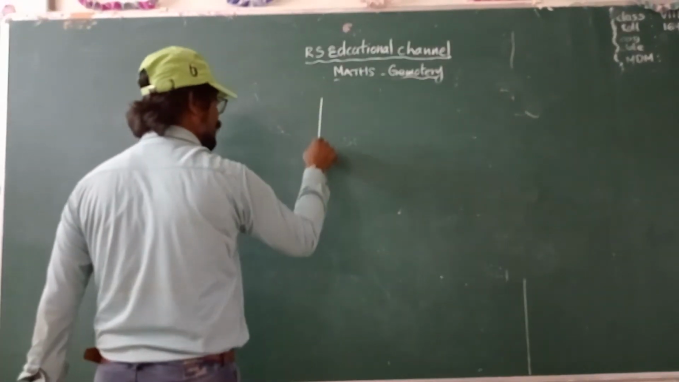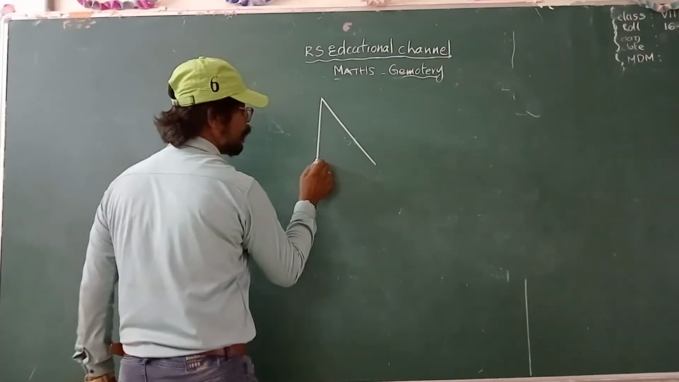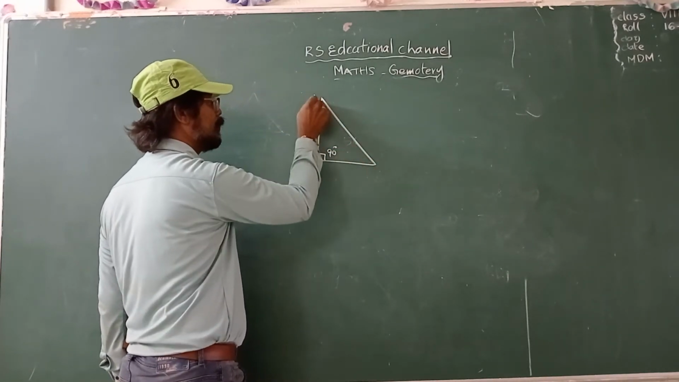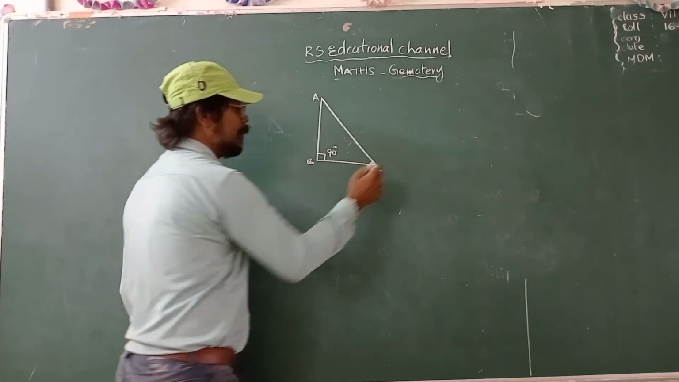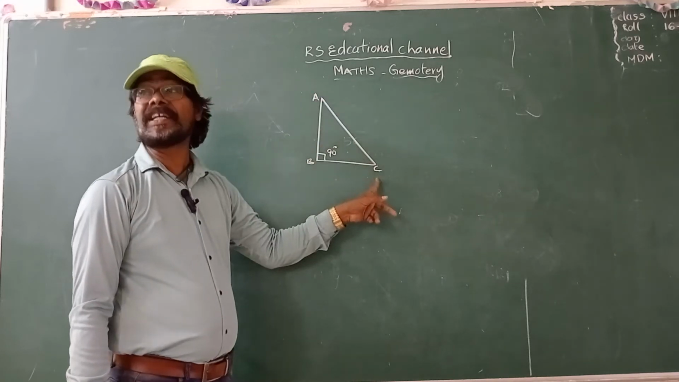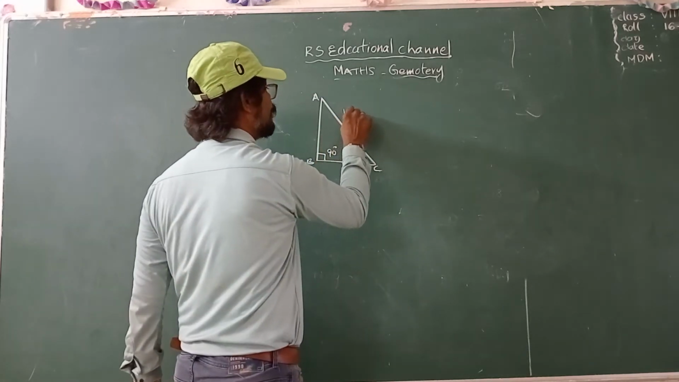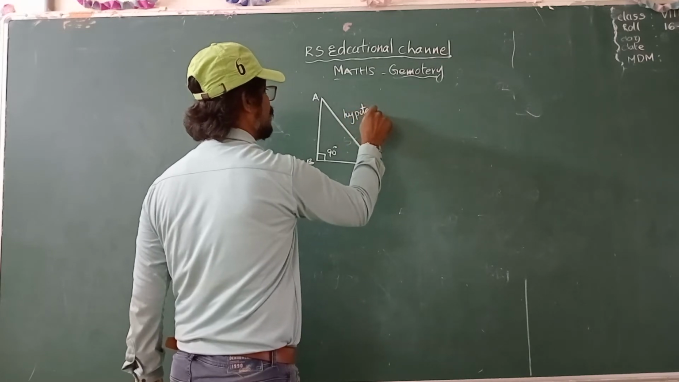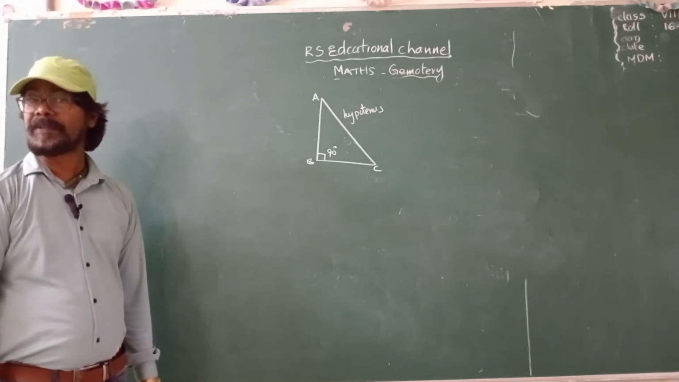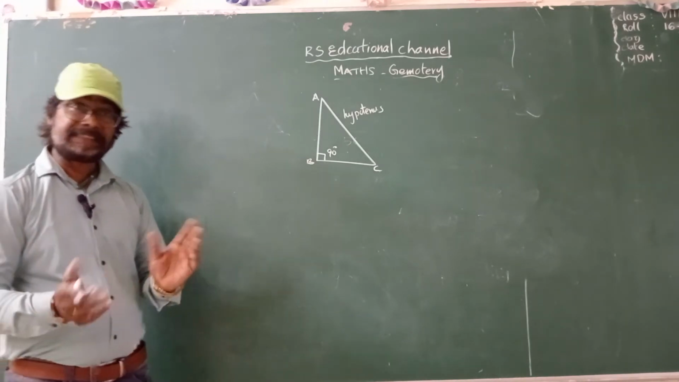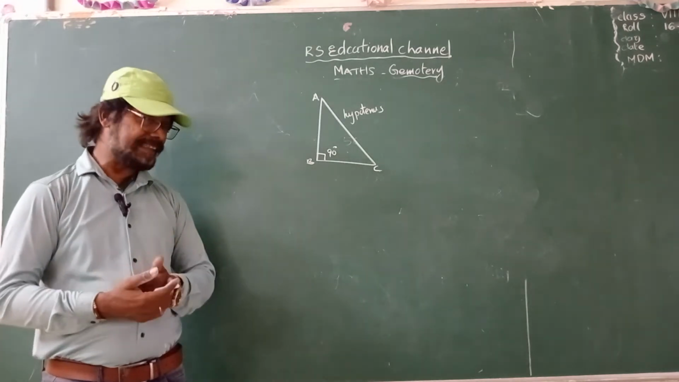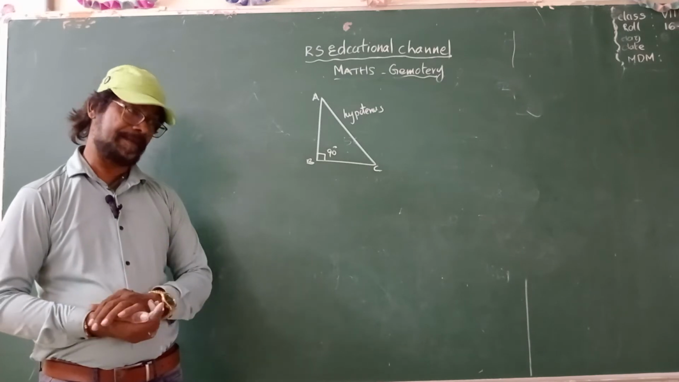This is a right angle drawing. Here 90 degrees. This is one side and this is one side. Yes, sir. This side is called the diagonal, or hypotenuse. Why is this called hypotenuse? The side which joins the 90 degree sides is called the hypotenuse.